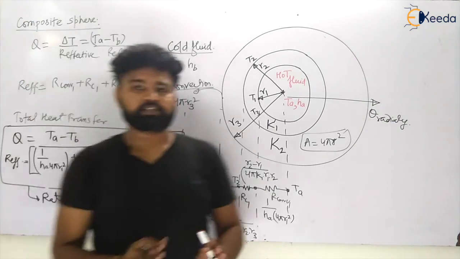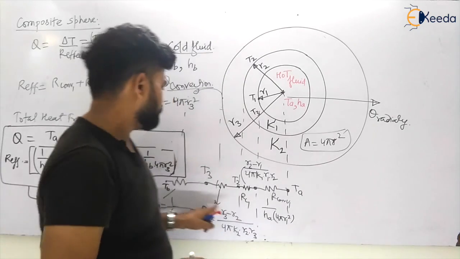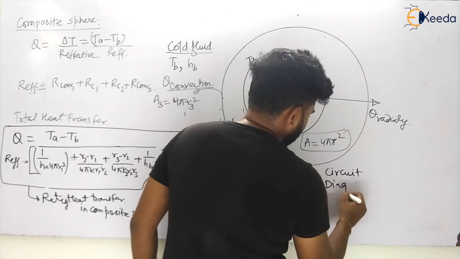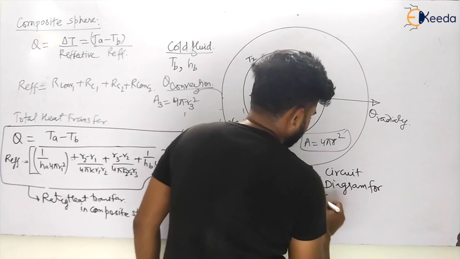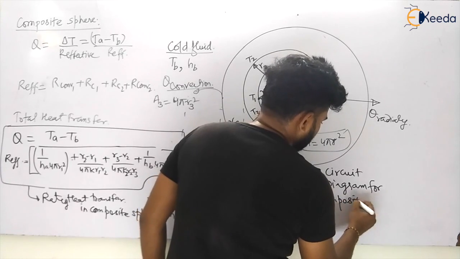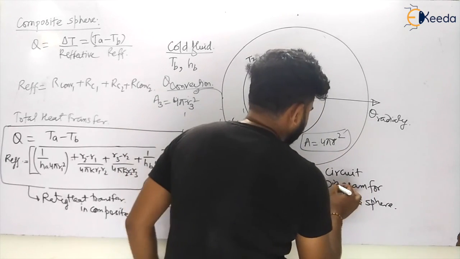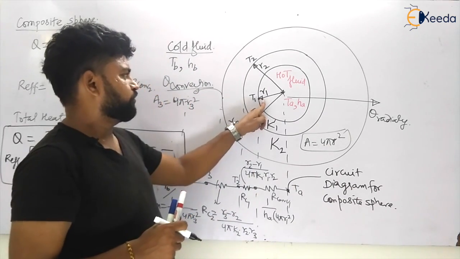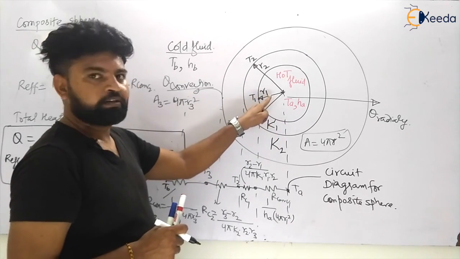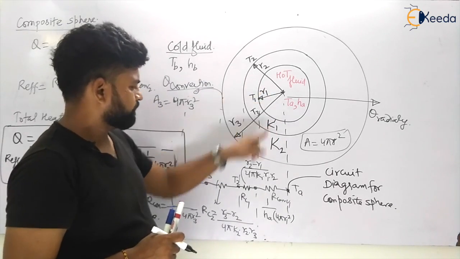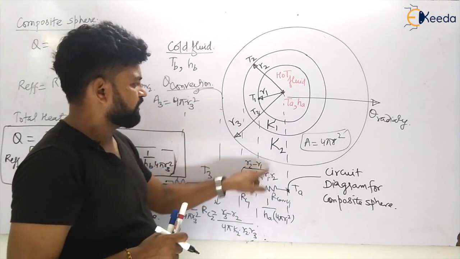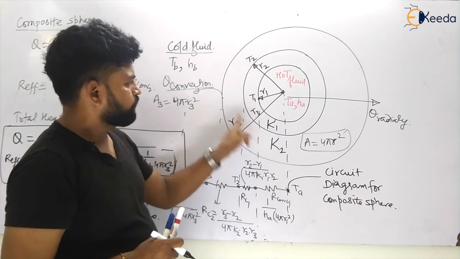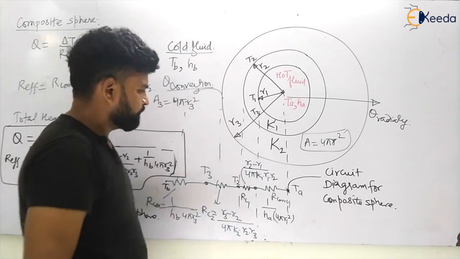So hopefully you have got the concept of thermal resistance, and this is your circuit diagram for composite sphere, my dear students. You can easily remember that it is nothing so hard in this. For K1, it will be R2 minus R1 divided by 4 pi K1 R1 R2. Again for R3 and R2, R3 minus R2 divided by 4 pi K2 into R3 R2. Okay, like this. So this is the case.